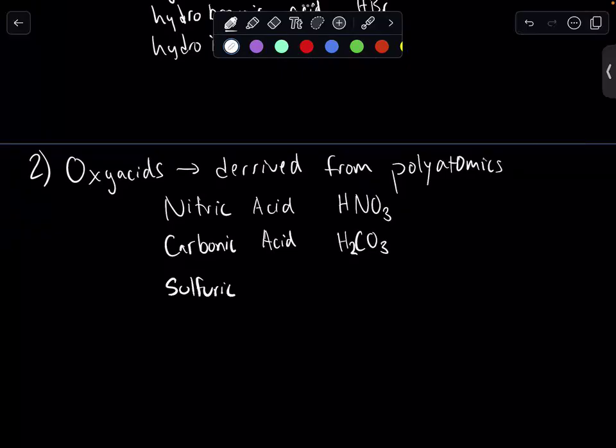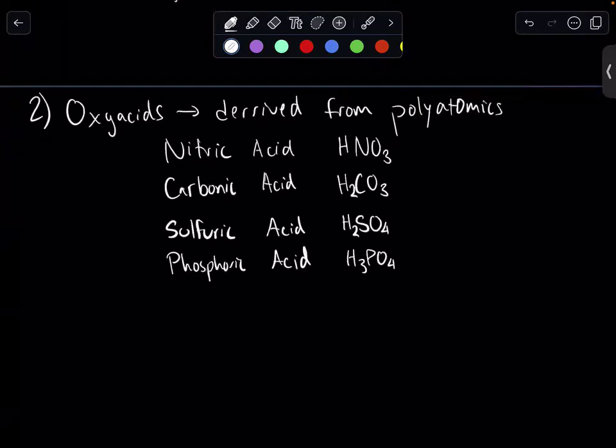Sulfuric acid comes from sulfate, which is SO4, 2 minus, but because it's 2 minus, we'll have two hydrogens. Or phosphoric acid, which comes from phosphate. Phosphoric acid is PO4, and normally there's 3 minus, so we have three hydrogens, H3PO4. You can apply this to any of the negative polyatomic ions. There are far more. All right, the third type of acids we'll look at are organic acids.